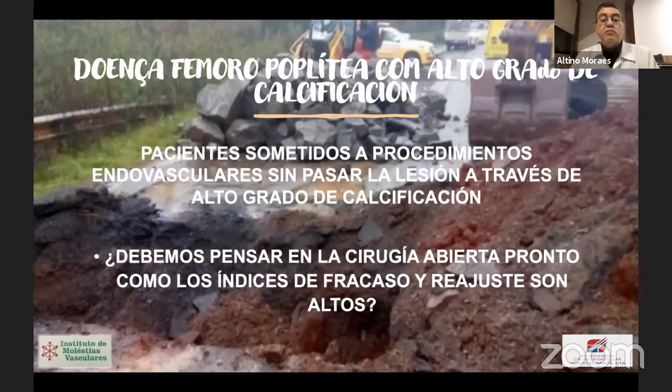Porém, nós temos um problema para os pacientes com lesões calcificadas na poplítea de alto grau. Pacientes submetidos a procedimentos endovasculares que não logram passar a lesão através de alto grau de calcificação, devemos pensar em cirurgia aberta, pronto, como os índices de fracasso e reajustes são altos. Sim, aí consideraria a possibilidade de uso de cirurgia aberta.